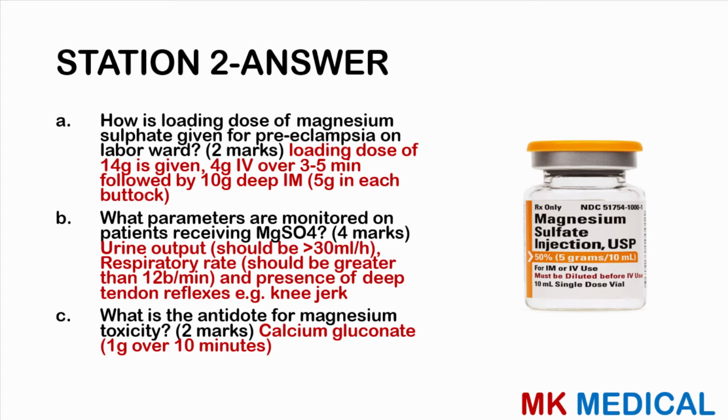So you give a loading dose of 14 grams, and it's given as follows. You give 4 grams IV, that is intravenous, over 3 to 5 minutes. Then this is followed by 10 grams deep IM. So you give 5 grams in each buttock.